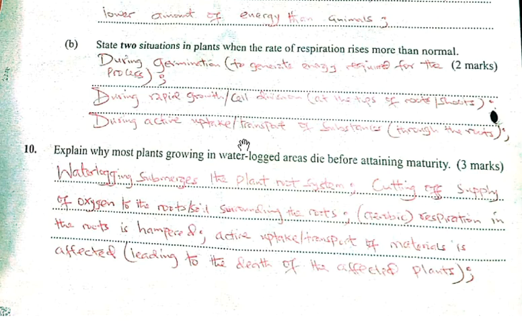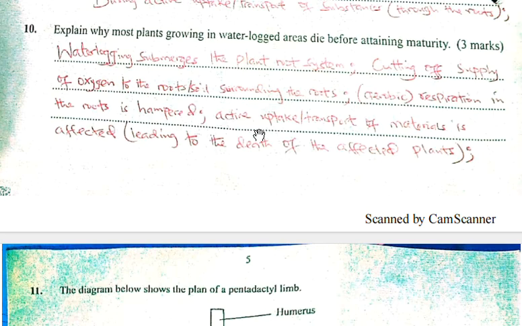Question 10. Explain why most plants growing in waterlogged areas die before attaining maturity. Waterlogging submerges the plant root system, and this cuts off supply of oxygen to the roots or soil surrounding the roots. Aerobic respiration, or basically respiration in the roots, is affected, and thus active uptake of materials is affected, leading to the death of the affected plant.